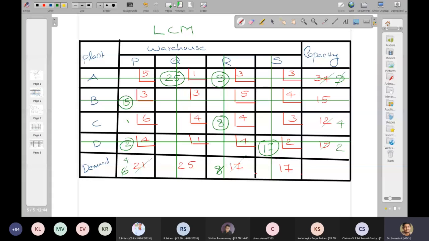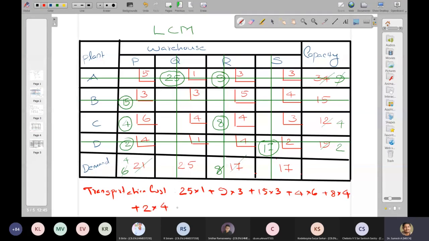So the allocation is given. Now the allocation is complete. All demand and capacity is met. So the transportation cost will be 25 into 1 plus 9 into 3 plus 15 into 3 plus 4 into 6 plus 8 into 4 plus 2 into 4 plus 17 into 2. Anything I left out?